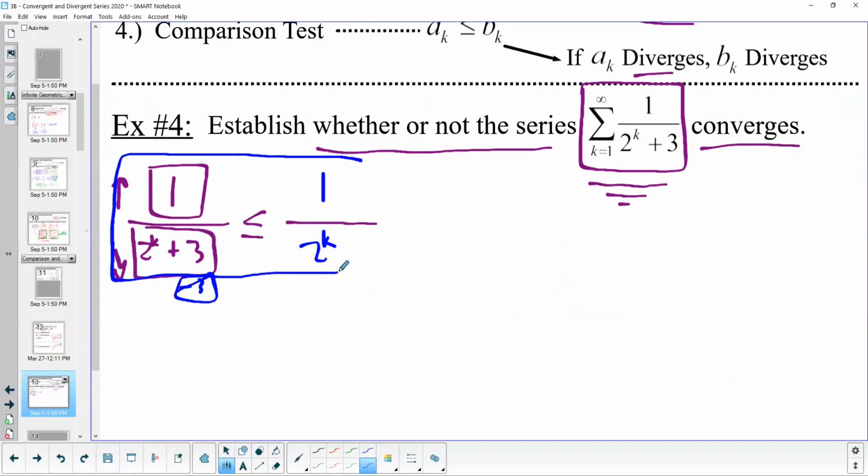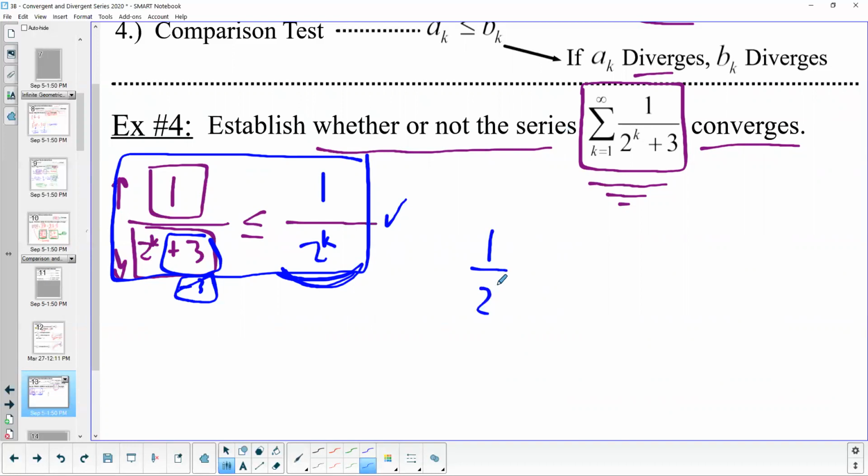And so right here, you have yourselves an inequality that says that 1 over 2 to the k plus 3 is less than or equal to 1 over 2 to the k. So this is true. And so now what we want to be able to do is evaluate this. And we've kicked out the plus 3, which it doesn't seem like it did a lot, but it actually did quite a bit for us.